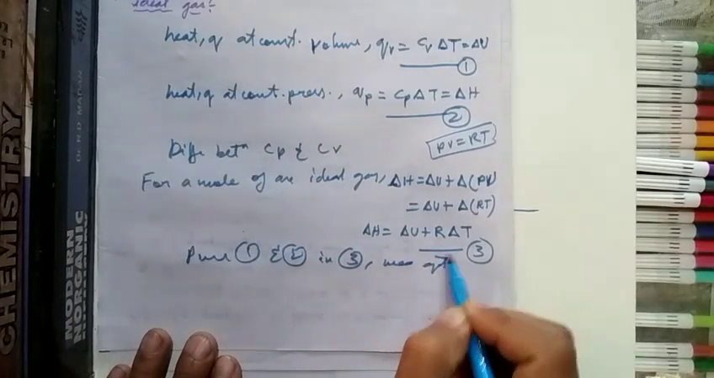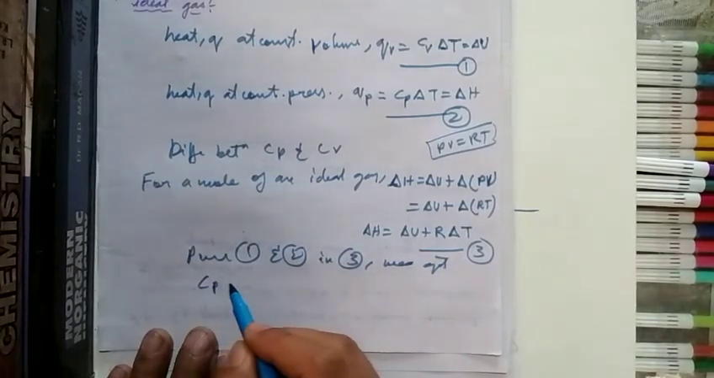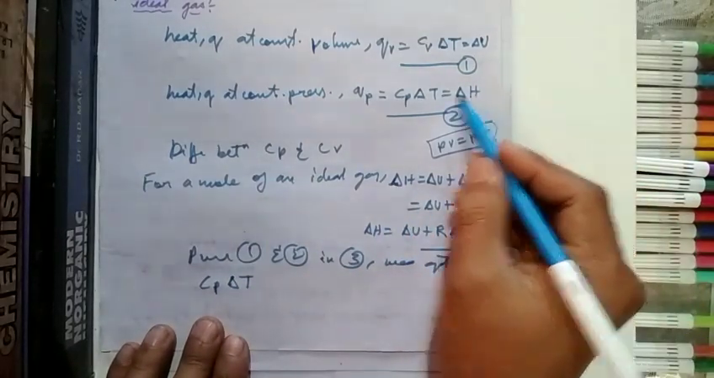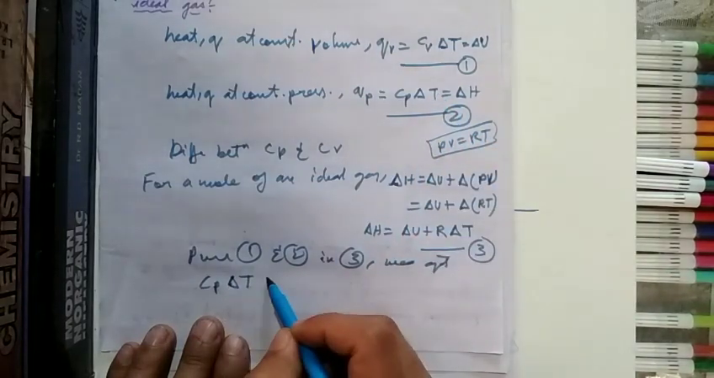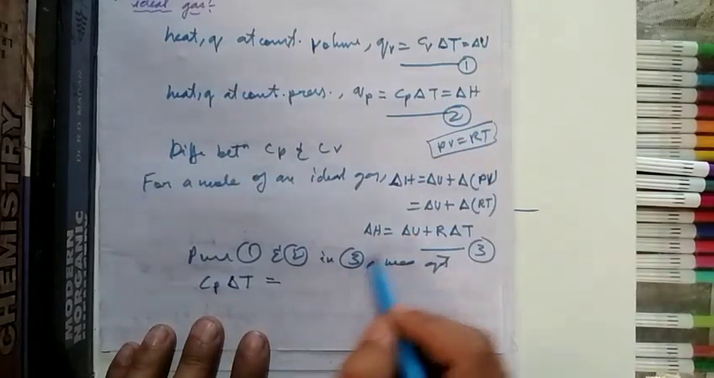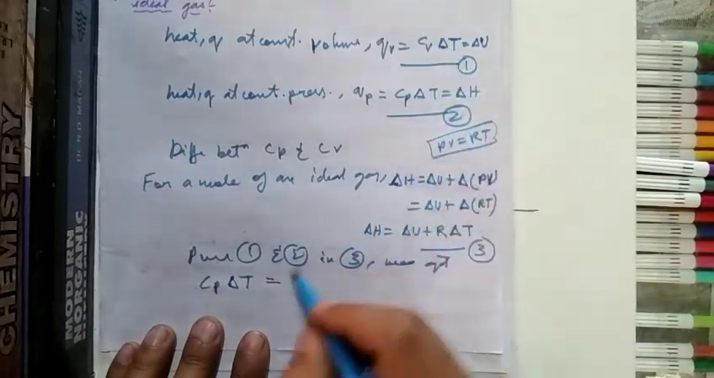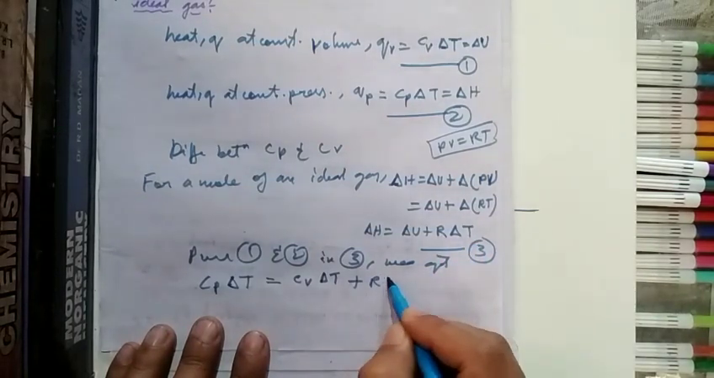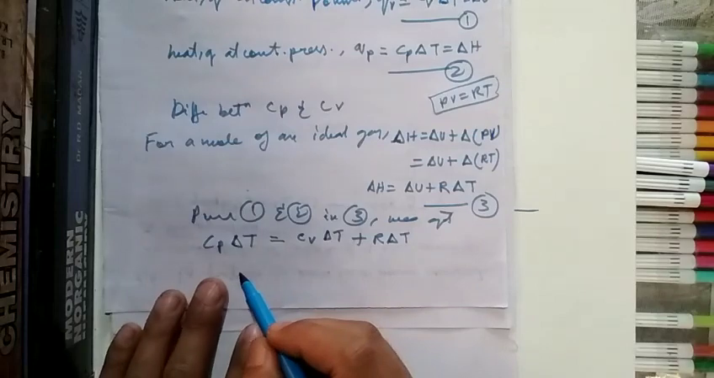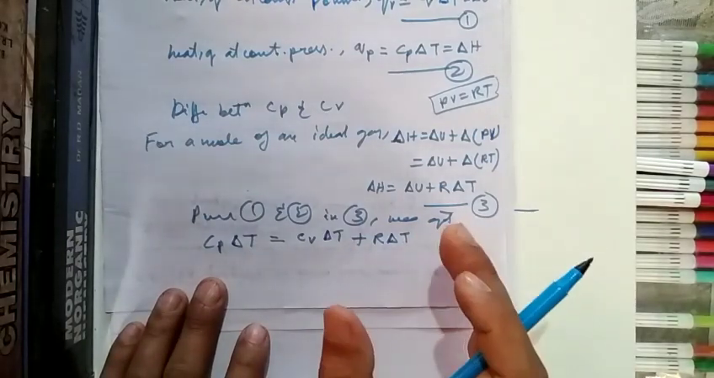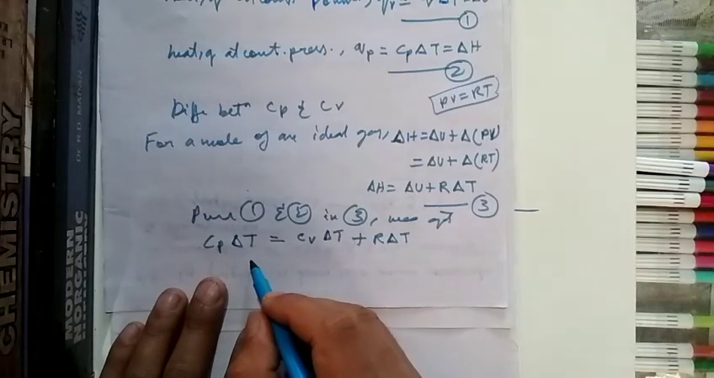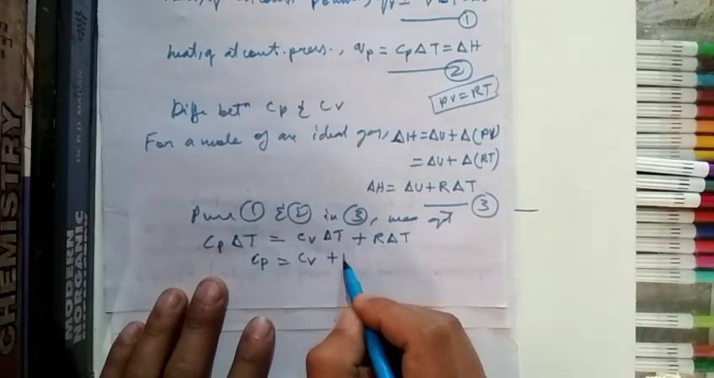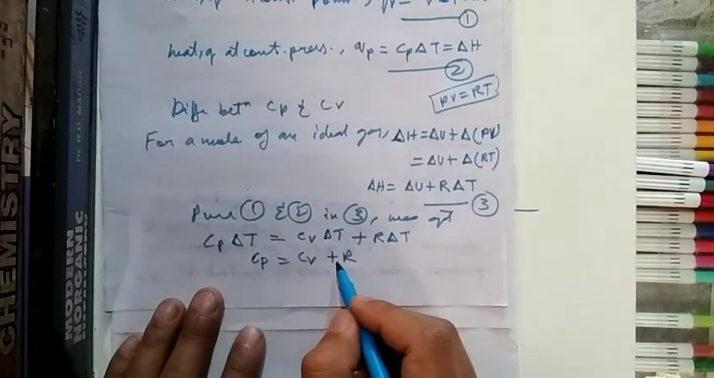We get Cp delta T, since delta H is equal to Cp delta T. Now delta U is Cv delta T, so Cv delta T plus R delta T. Now delta T is common, so we can cancel this delta T and we get Cp, Cv and R. So Cp is equal to Cv plus R.